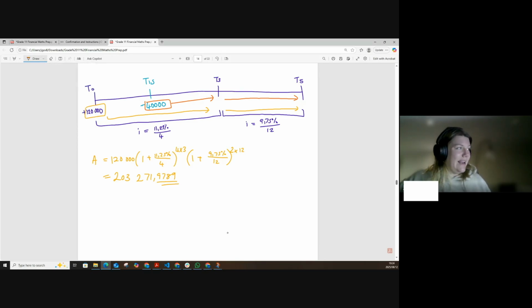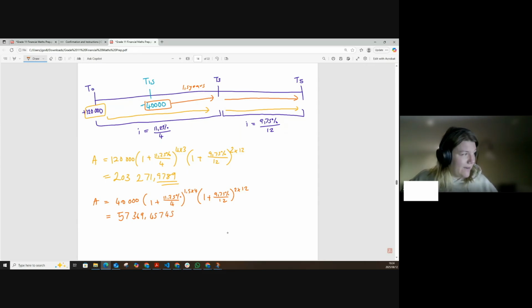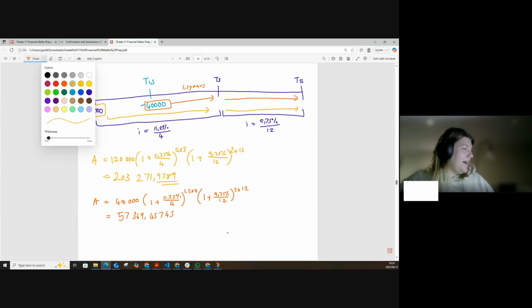Then we're going to work out the orange journey. So the orange journey is we had 40,000 Rand. This is 1.5 years. So it was at this interest rate, compounded quarterly for 1.5 times 4. And then it had the exact same for the last bit. And we can work that out on our calculator and we get 57,369.45745.